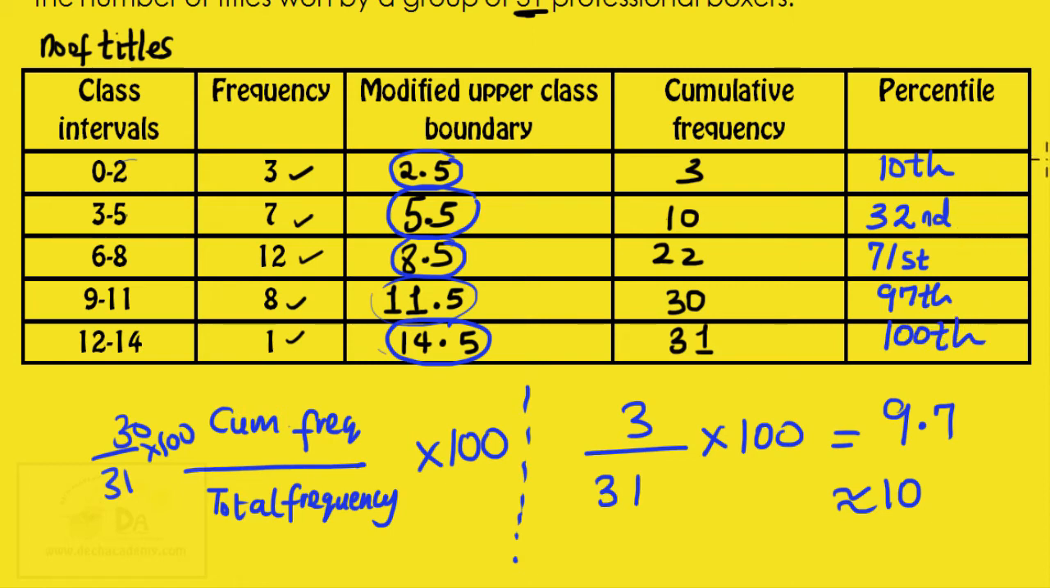What does this mean? It means that 10% of the boxers have obtained or won titles that are less than or equal to 2.5. Essentially, 10% of the boxers have won at most 2.5 titles. 32% of the boxers have won at most 5.5 titles. 71% of the boxers have won at most 8.5 titles. 97% of the boxers have won at most 11.5 titles. 100% of the boxers have won at most 14.5 titles.